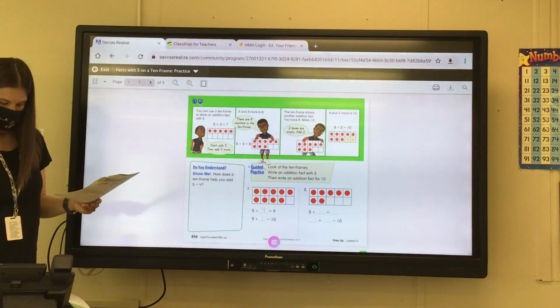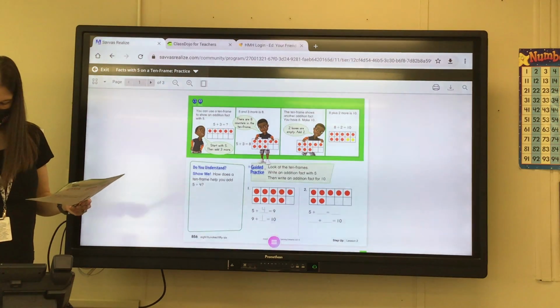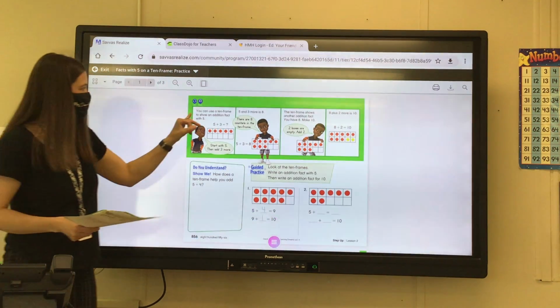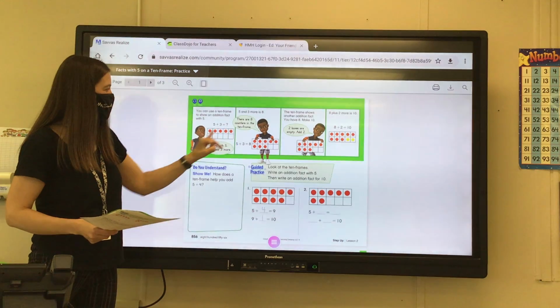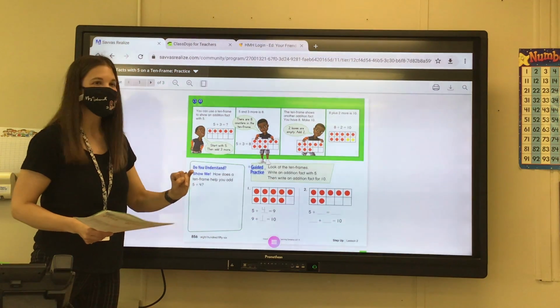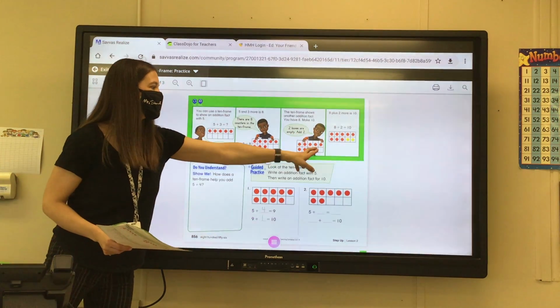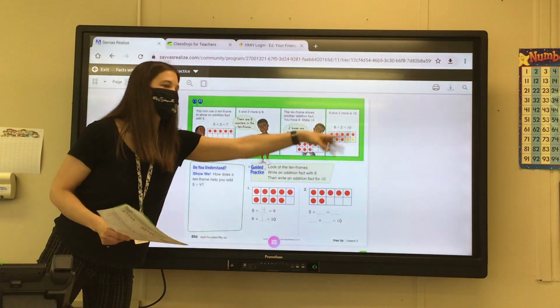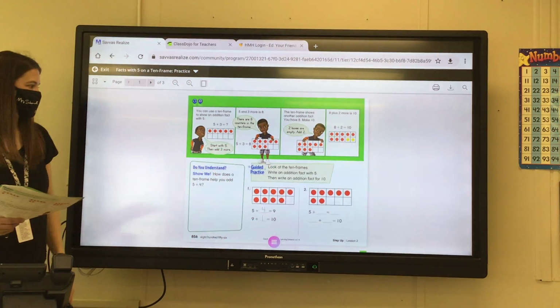All right, so here is the video again. Where he had 5, he added 3 more to make 8. And then when he had 8, he realized that there was 2 missing, so 8 plus 2 equals 10 to fill in that 10 frame.